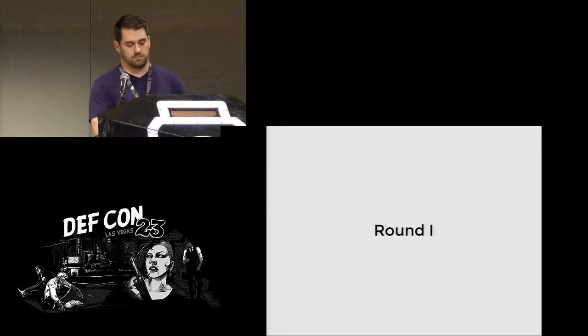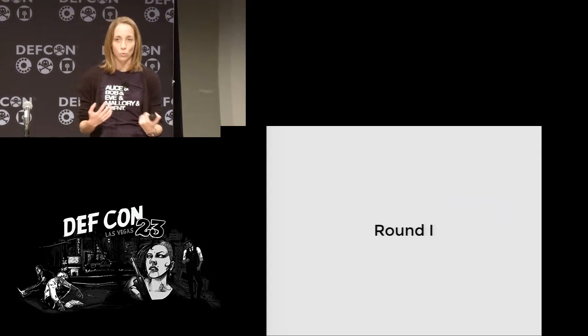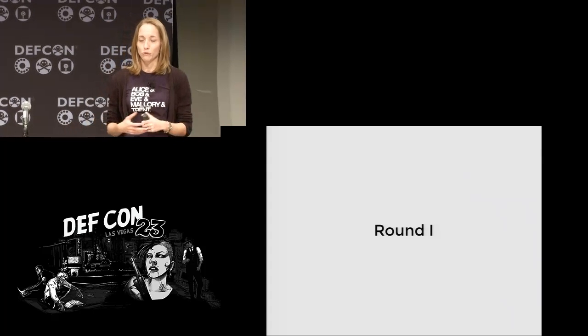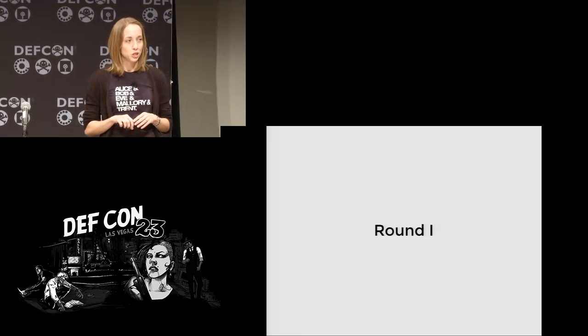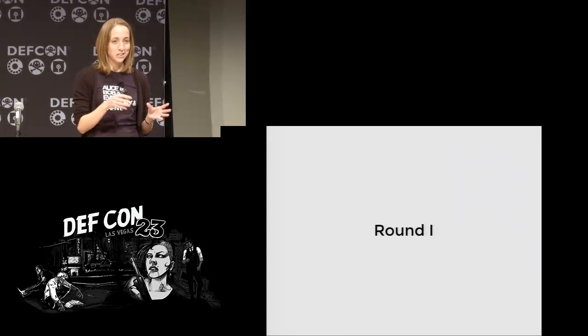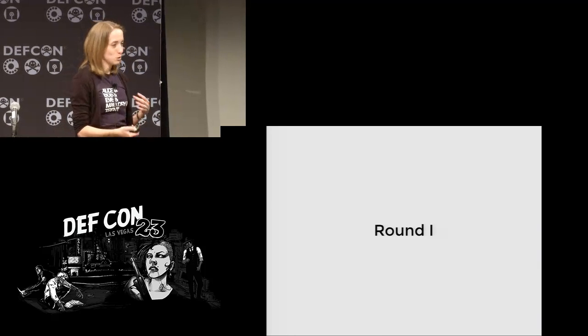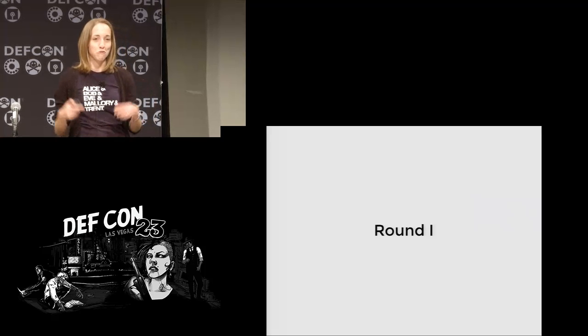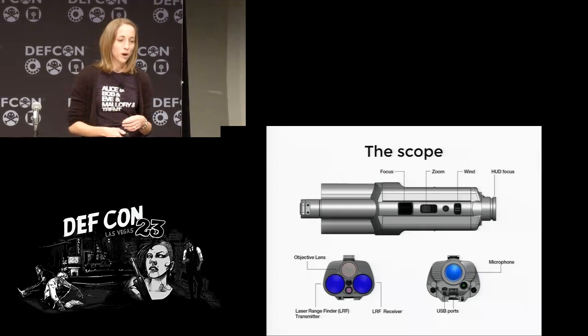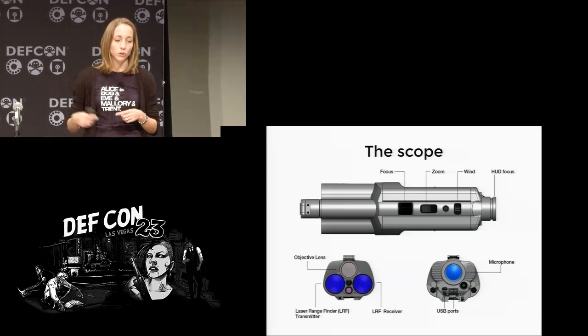So when we were putting together this presentation, we were trying to figure out how we wanted to tell the story. We really wanted to focus on how we did the research. And so it really came down to sort of three different rounds where we tried a lot of different things. So for round one, that was basically when we bought the rifle, we got it, we took it out of the box, and this is what the scope that sits on top of the rifle looks like.